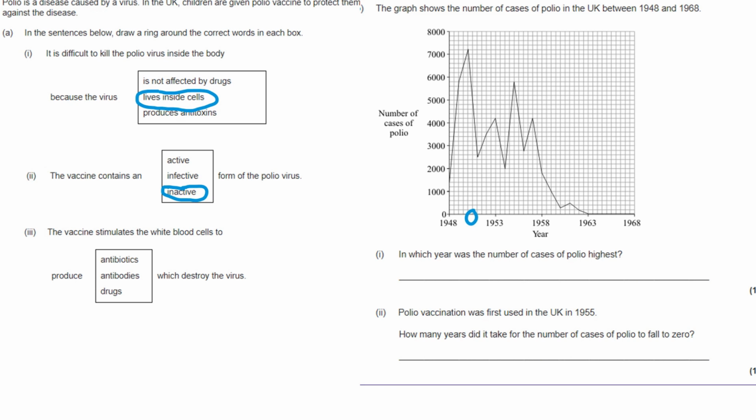The vaccine stimulates the white blood cells. What do the white blood cells produce that destroys pathogens, or destroys the polio virus? It's antibodies. Now we look at this graph question.